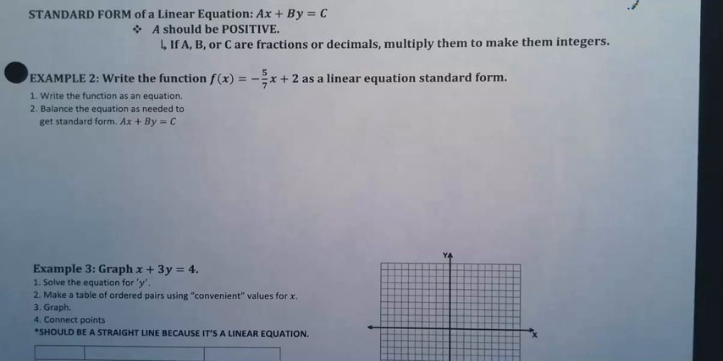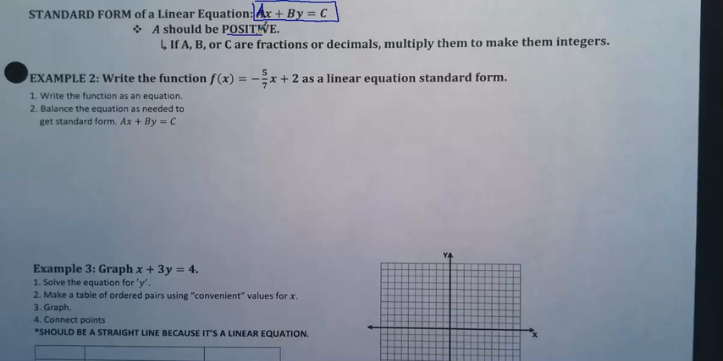So the standard form of a linear equation is ax plus by equals c. We call this standard form. We're going to use standard form occasionally, and then we're going to learn how to manipulate it into a form that we can graph, because that's not what it looked like earlier when we graphed it. But in this form, the a here should always be a positive number.